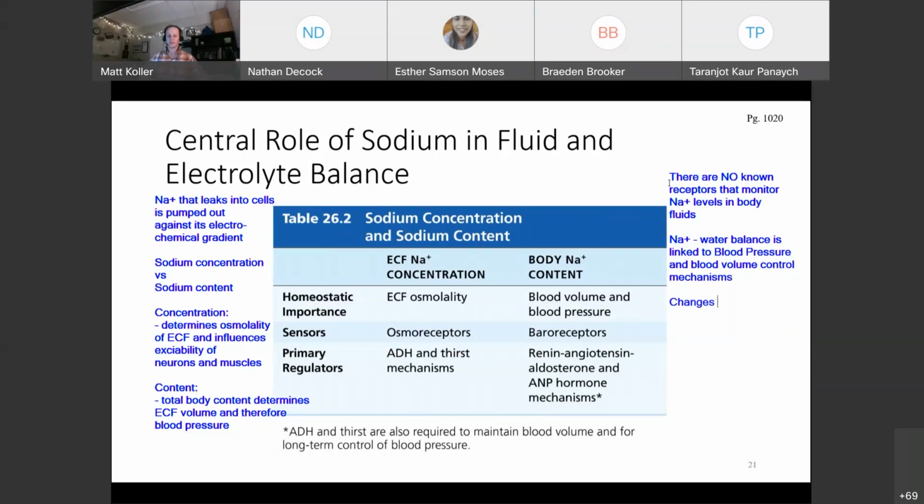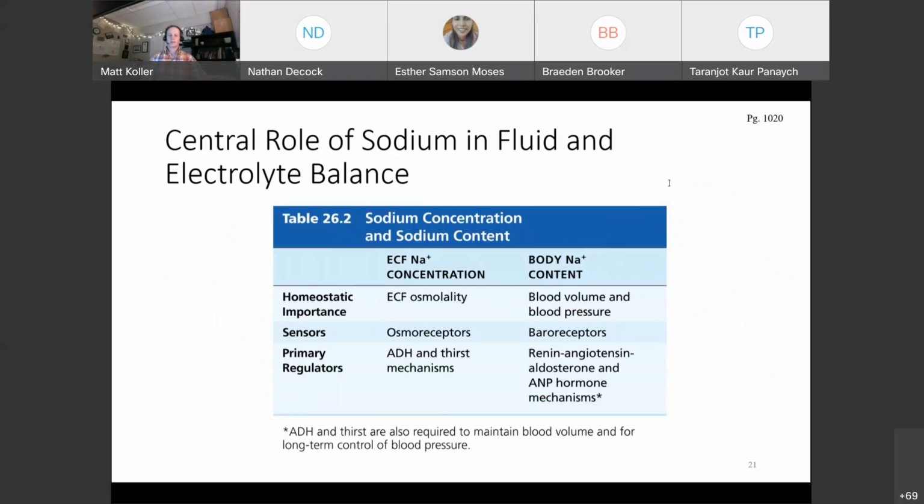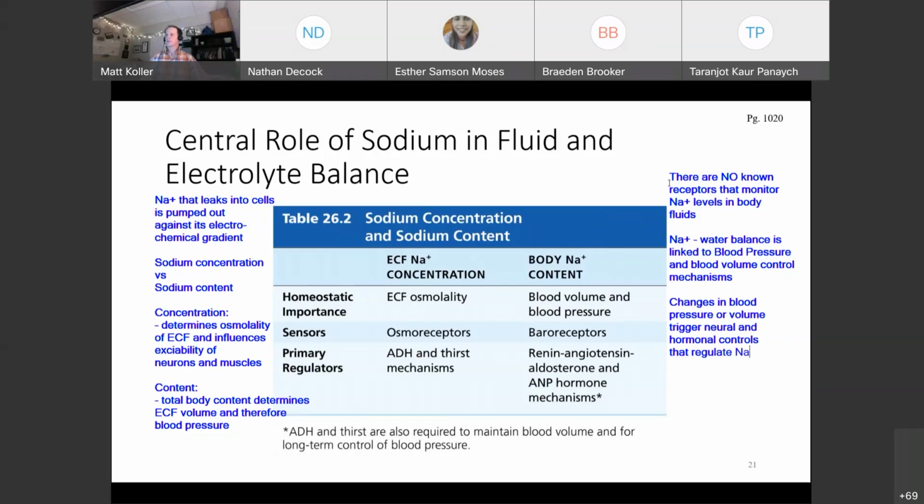Really, what this means is changes in blood pressure or volume trigger neural and hormonal controls that regulate sodium content. Blood pressure goes up, too high, body gets rid of sodium to get rid of water. Blood pressure goes down too low, the body retains sodium to retain water, sorry, retains water to retain sodium to retain water.